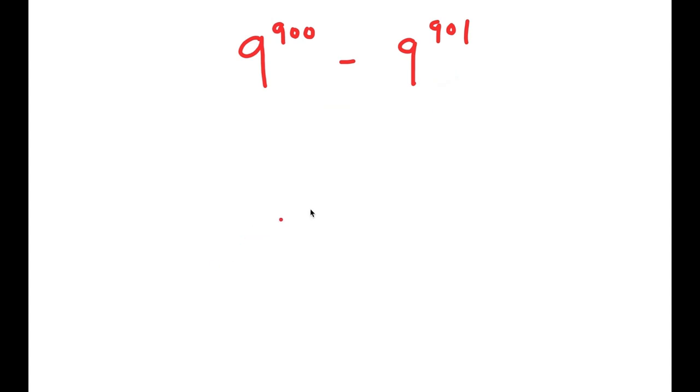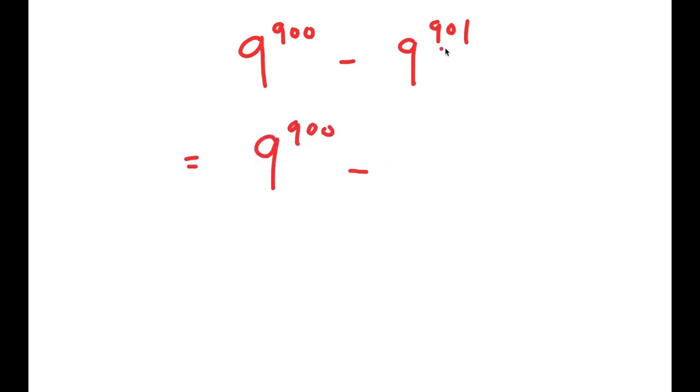And a way to do that is to factor out a term. Well, 9 to the power of 900 is actually a factor of 9 to the power of 901. So all we have to do is rewrite 9 to the power of 901 as something times 9 to the power of 900. Well, we can use properties of exponents to do this.